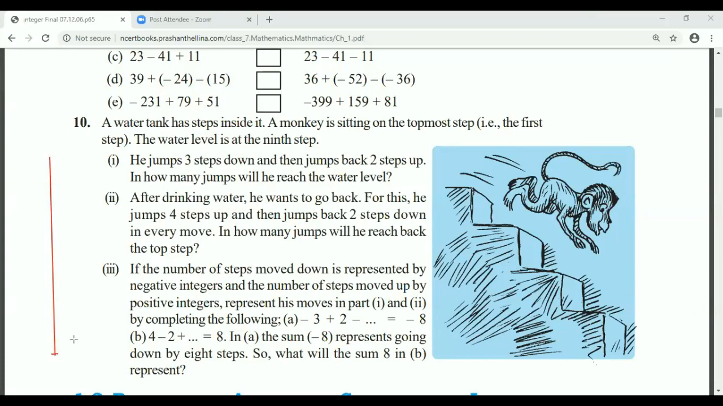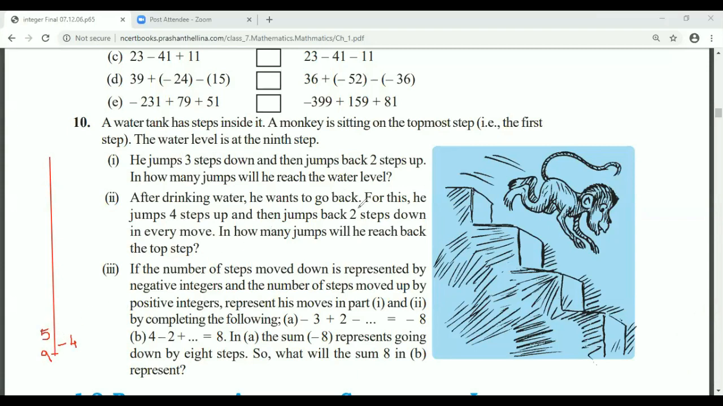At present, he is on the ninth step. This is step number 9, and he is drinking water. He is going 4 steps up, that means 4 steps back. So the effect of the first jump is -4. So he is arriving at 9 minus 4, that is 5.